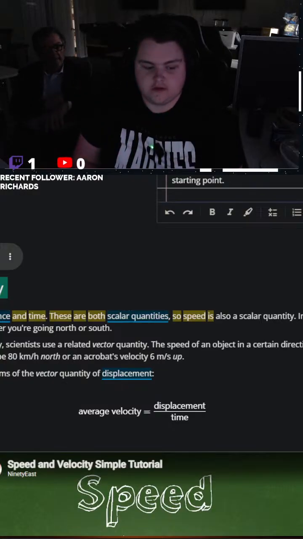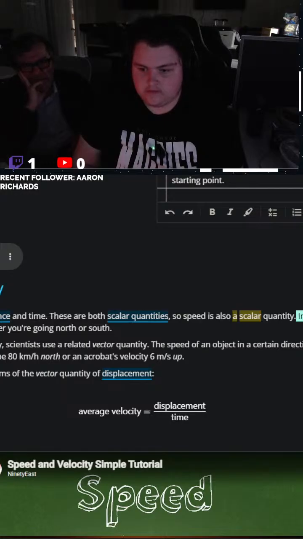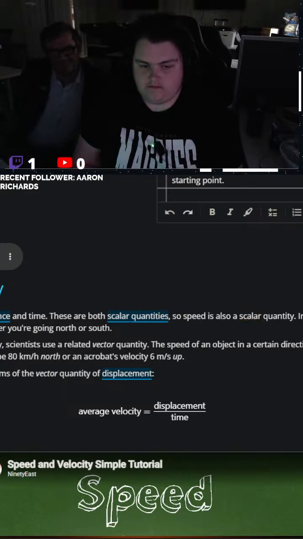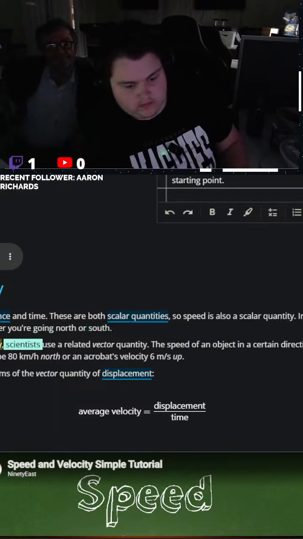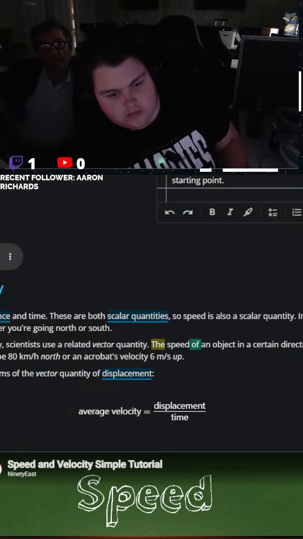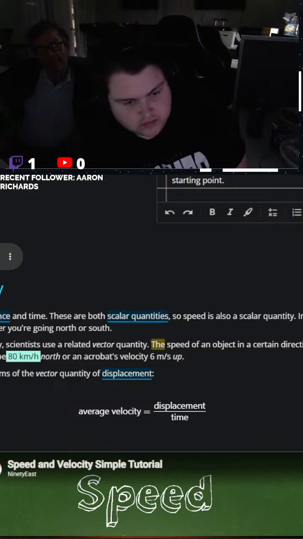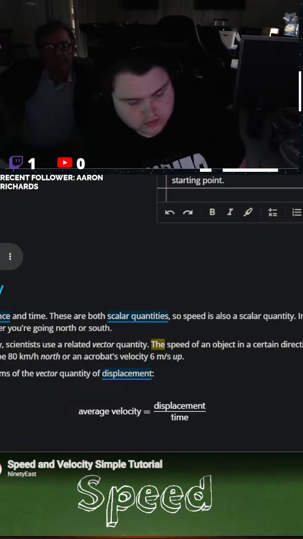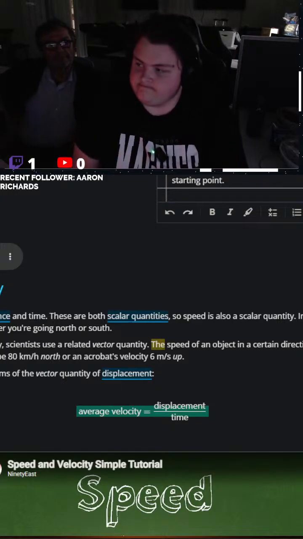Speed versus velocity. Speed is defined in terms of distance and time. These are both scalar quantities, so speed is also a scalar quantity. In terms of the speed you're going, 80 kilometers per hour is the same whether you're going north or south. To describe motion more precisely, scientists use a related vector quantity. The speed of an object in a certain direction is called velocity. This means that a car's velocity might be 80 kilometers per hour north or an acrobat's velocity 6 meters per second up. Average velocity is defined in terms of the vector quantity of displacement. Average velocity equals the fraction displacement over time.